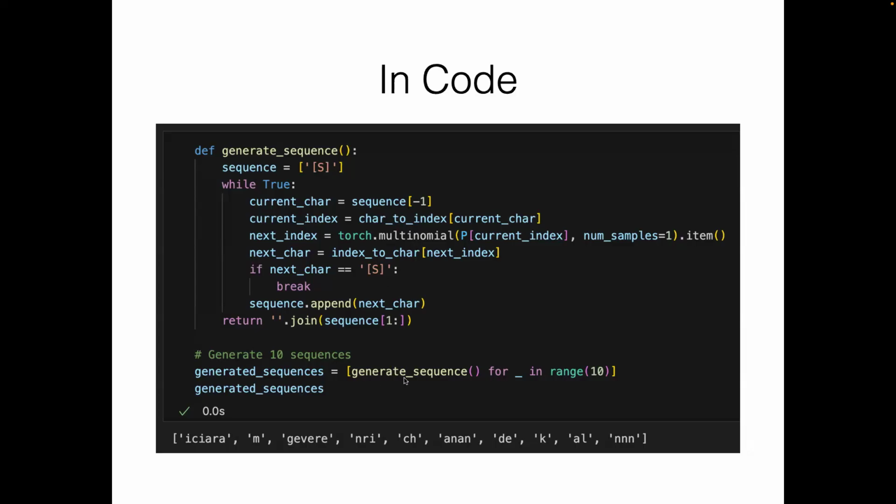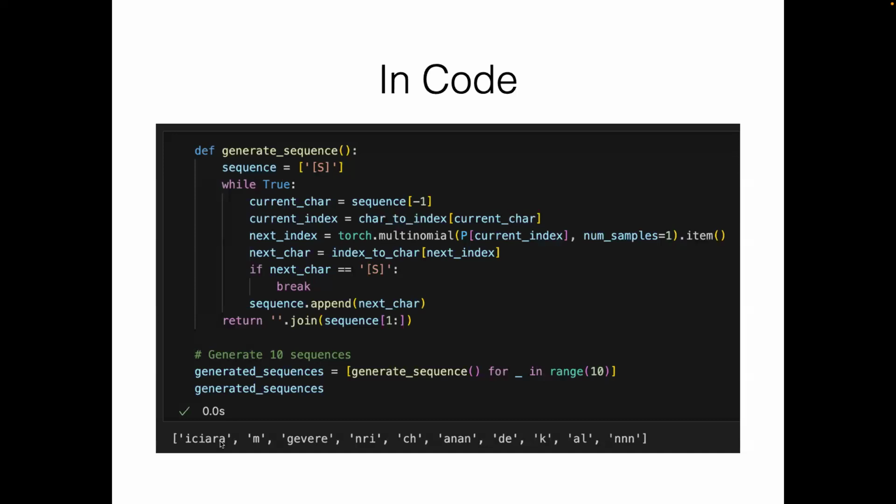Okay, so now we can see what happens if we actually generate with this model. You can see that, maybe it's not that good: K, NNN, Anon, CH, NRI, IC. Anyways, not very good names.